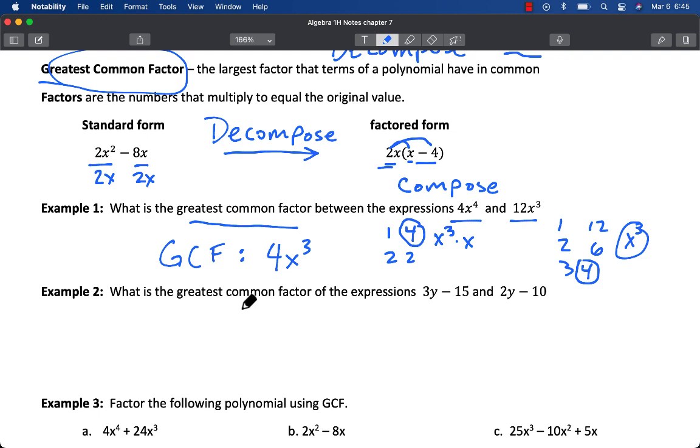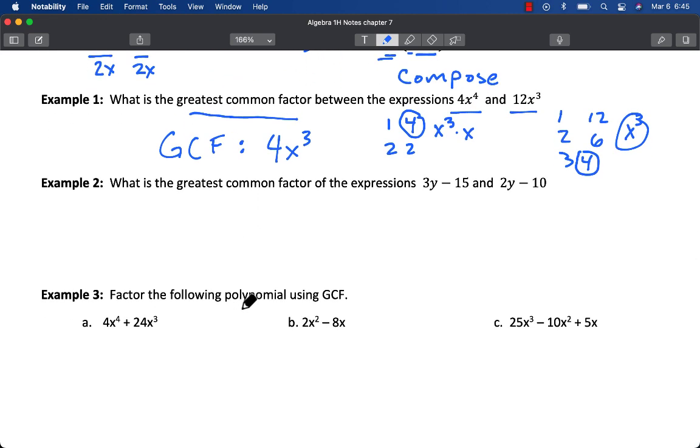All right, in example 2, it gets a little bit trickier. Now we're going to try to find the greatest common factor of these two expressions: 3y minus 15 and 2y minus 10. Let's start with 3y minus 15. If I take a look at this binomial, I see that I can divide out a 3. I can break it down into its factors, and when I do that, I'm left with 3 times the binomial y minus 5. Those are the two factors that this original polynomial decomposes into.